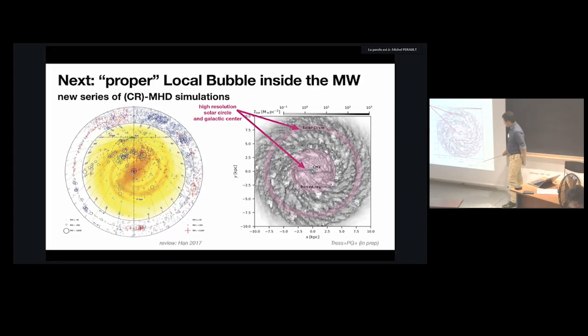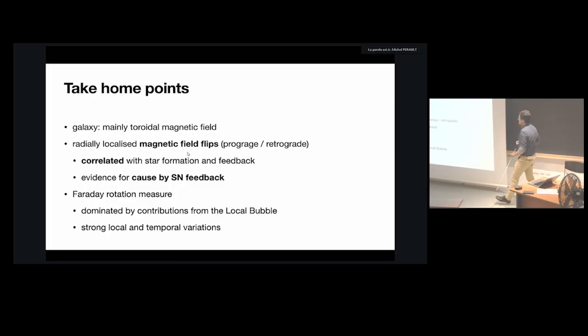Robin Tress made a lot of effort in allowing us to do extra high resolution in the solar circle and the galactic center. What we would like to do here is to actually follow a high resolution local bubble analog in the solar circle and then perform the same analysis, including a proper galactic center with high resolution. And with that, I would like to stop with some take-home points.